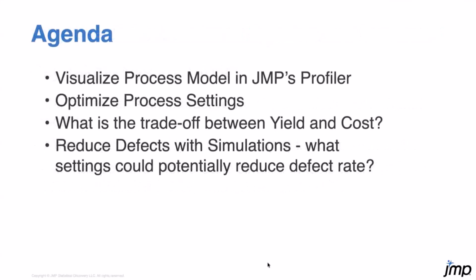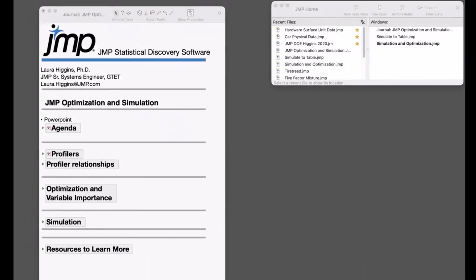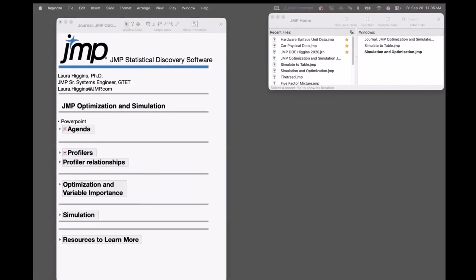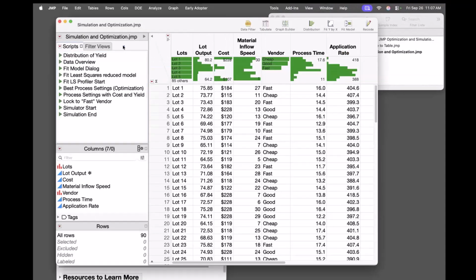So real briefly, we'll talk about how to visualize our process model in the prediction profiler. I'll go through the optimization process. And then the two things we'll consider are yield and cost. And then we're going to reduce our defect rate with simulations and figure out which of those settings will actually work the best. This is a pretty simple data set, and yours is probably going to be more complicated.